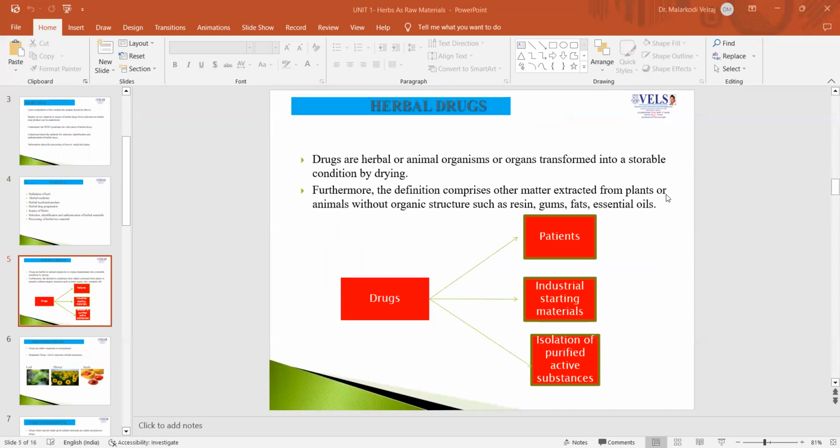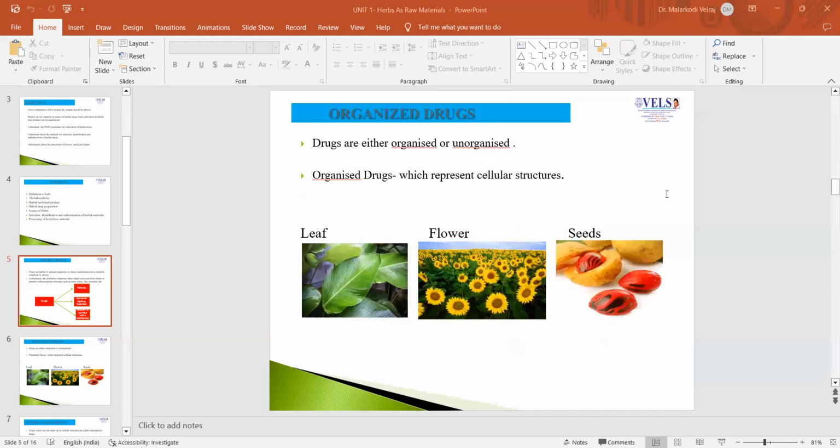Definition of herbal drugs. Drugs are defined as those herbals or animal organisms or organs transformed into a storable condition by drying. Furthermore, the definition comprises other matter extracted from the plants or animals without organic structure, such as gums, resins, fats, and essential oils. The significance of drugs: they are given to patients to treat various diseases. They can be an industrial starting material or they are used for isolation of purified active substances.